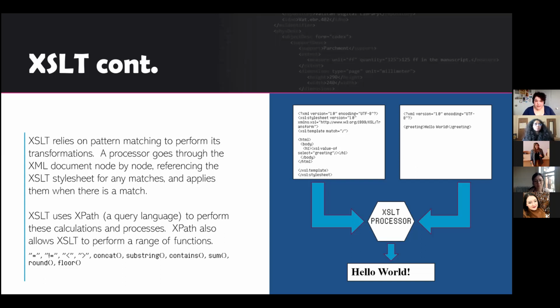XSLT also uses XPath, which is a query language developed for XSLT and XML documents. They're used to perform calculations and different kinds of processes. XPath also allows XSLT to perform a wide range of functions. And here I mean specifically in the programming sense, not in the general English sense. Functions like operators such as equals, doesn't equal, greater than, less than, and the ones I have here like concat, substring, rounding numbers, those kinds of things. You can't create functions, as far as I'm aware, within XPath like in other languages, but it does have a big library.